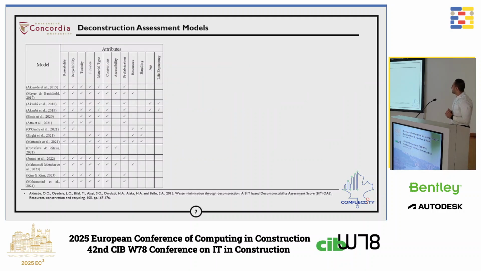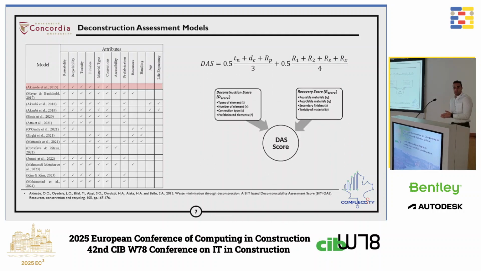So we studied, I think, 14 models in the literature, deconstruction assessment models. Most of them were centered around Akinet's model, which is the deconstruction assessment score. This was in 2015, which is a great model, by the way. So it considers the deconstruction assessment score using 2 different categories. The first one is deconstruction score, which is the ease of deconstruction or disassembly potential, right? And the second term, which is the recoverability. So what is the potential for reuse and recycling the component in hand?